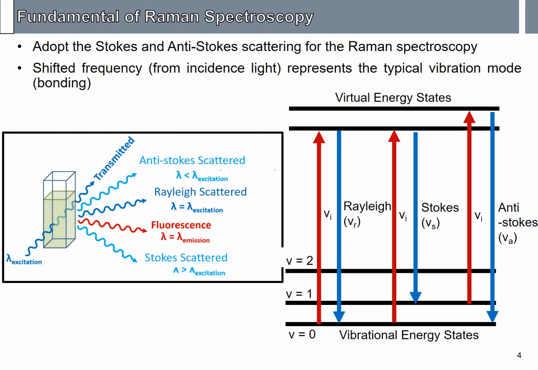And if the scattered light gains some energy from the molecule, then it is called anti-Stokes scattering, and the wavelength should be reduced because it gains some energy, and the frequency will be increased in the right figure. So this shifted frequency or wavelength represents the typical vibration mode of molecules.